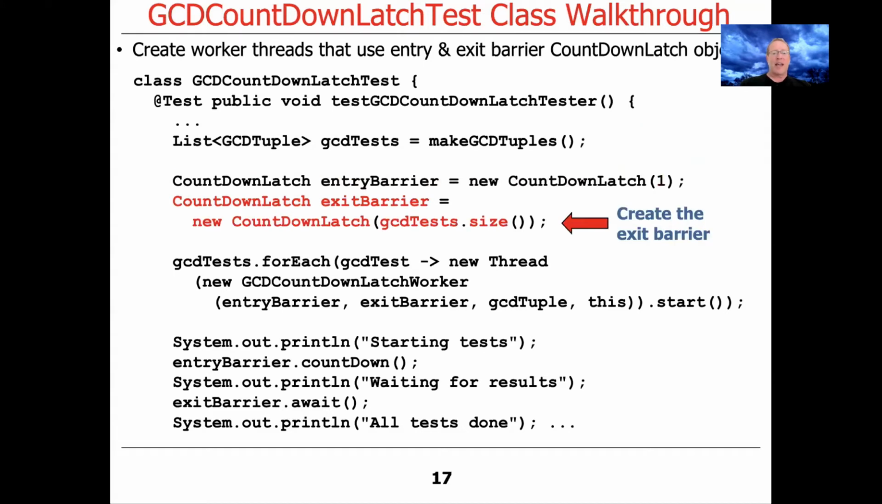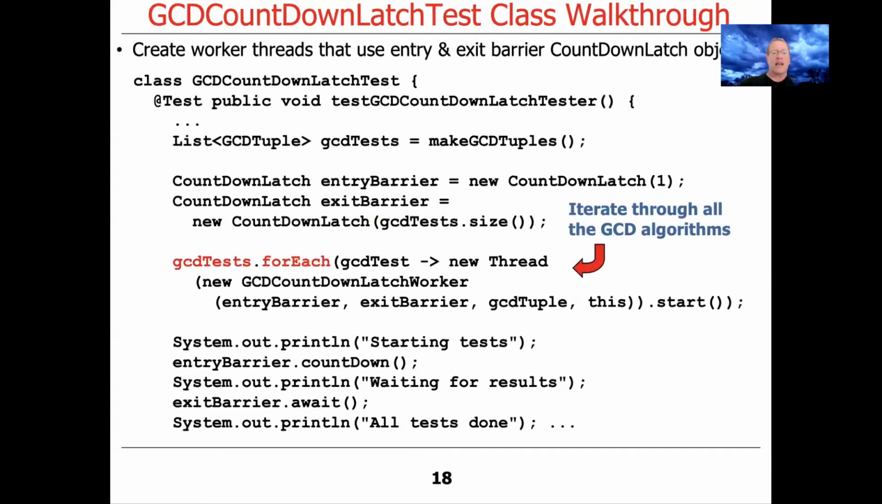And then we create an exit barrier, which is going to be the number of tests that we're going to run. Again, we have 4 algorithms, so it's going to be a CountDownLatch with the value 4. So the exit barrier has a count of 4.